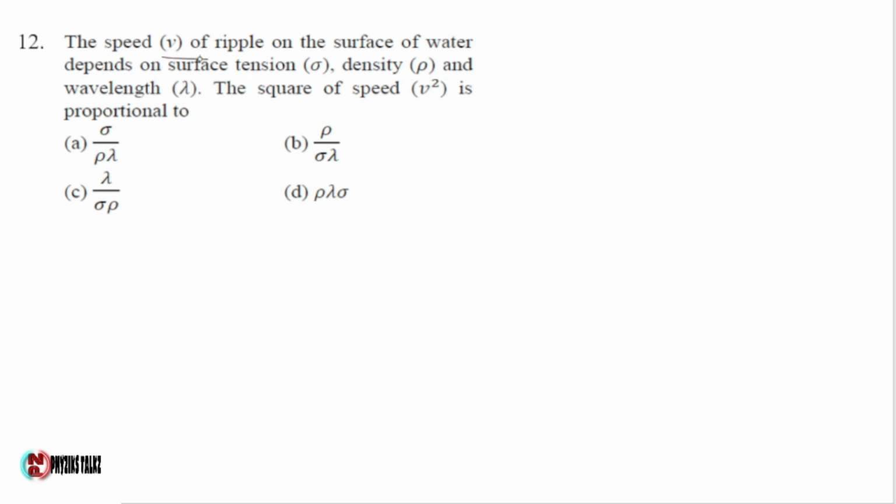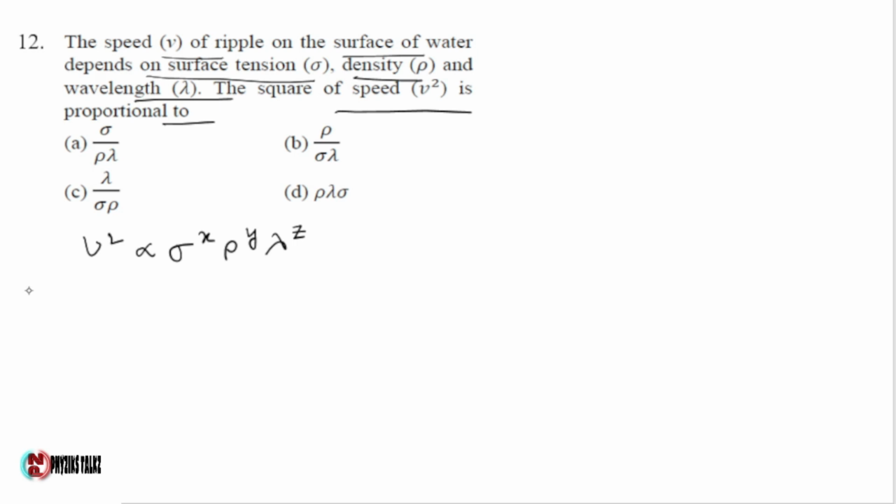The speed v of ripple on the surface of water depends on surface tension sigma, density rho, and wavelength lambda. The square of the speed, v squared, is proportional to what? Let us take v squared as sigma to the power x, rho to the power y, lambda to the power z. Now we have to find x, y and z, given the relation between v squared, sigma, rho and lambda.